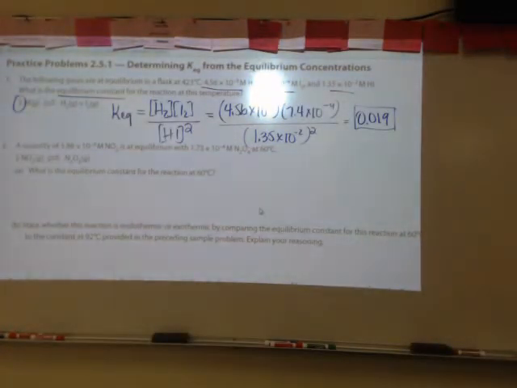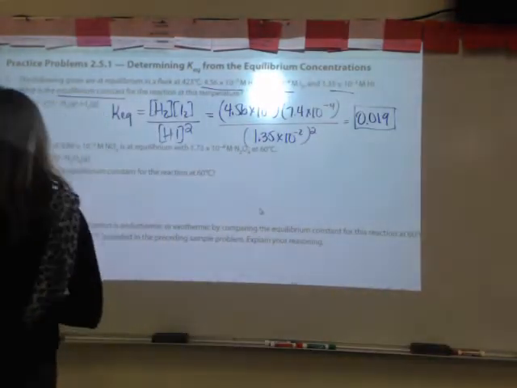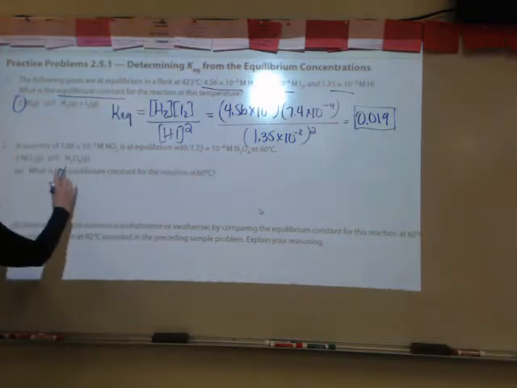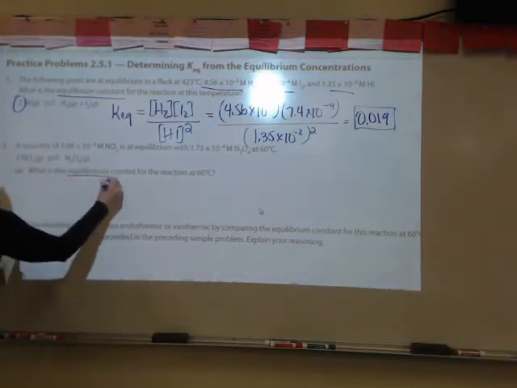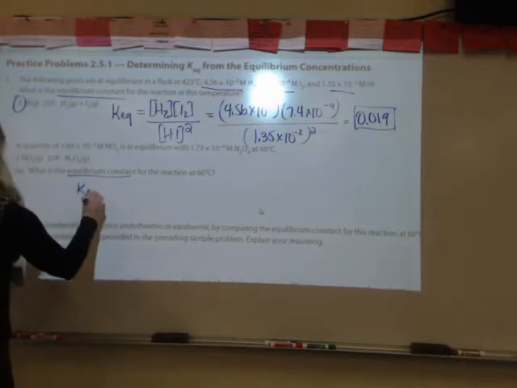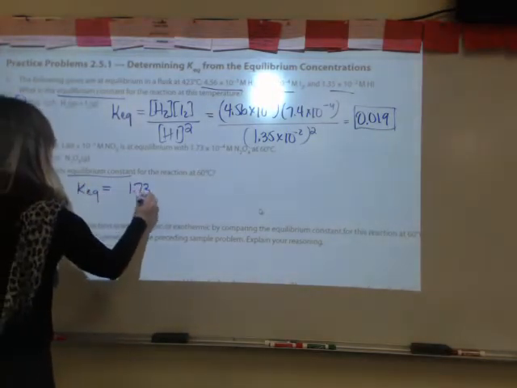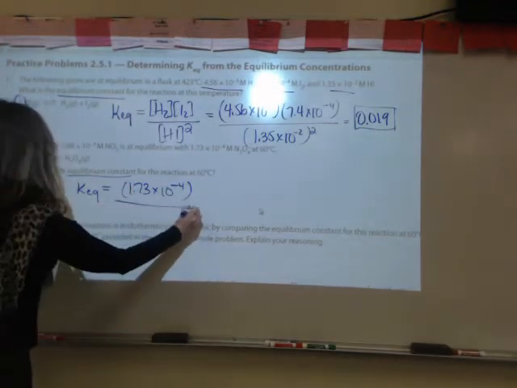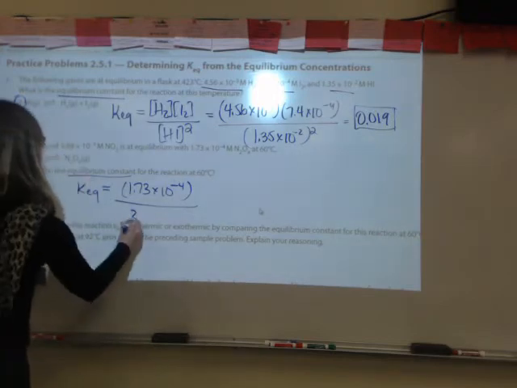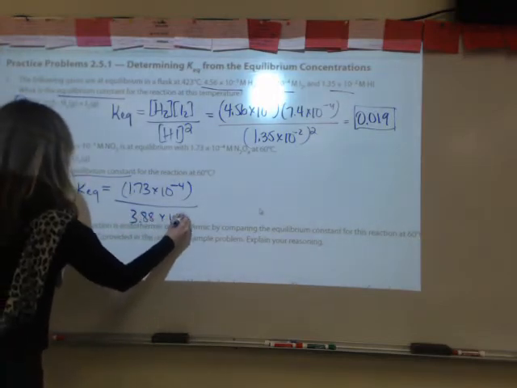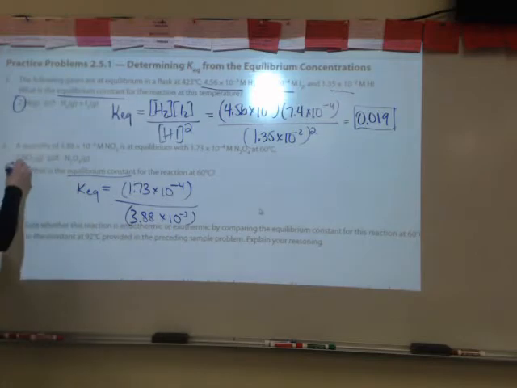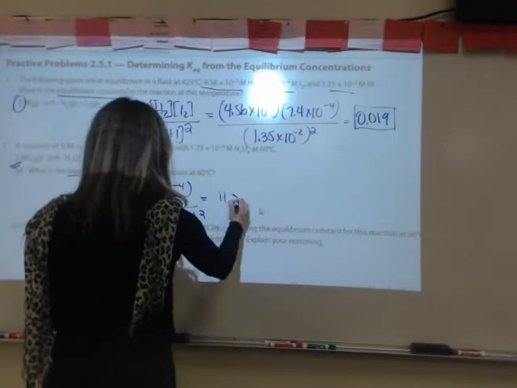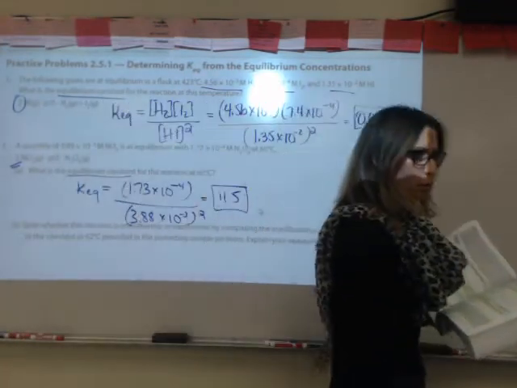Now if we're doing number 2A, we've got this concentration of NO2, this concentration of N2O4 at 60 degrees Celsius. They want the equilibrium constant. So this is going to be equal to 1.73 times 10 to the negative fourth, because that's the concentration of N2O4, over the concentration of NO2, which is 3.88 times 10 to the negative third. And since there's a coefficient of 2 in front of NO2, you'll put it here. You're going to end up getting 11.5 for your Keq at that temperature.